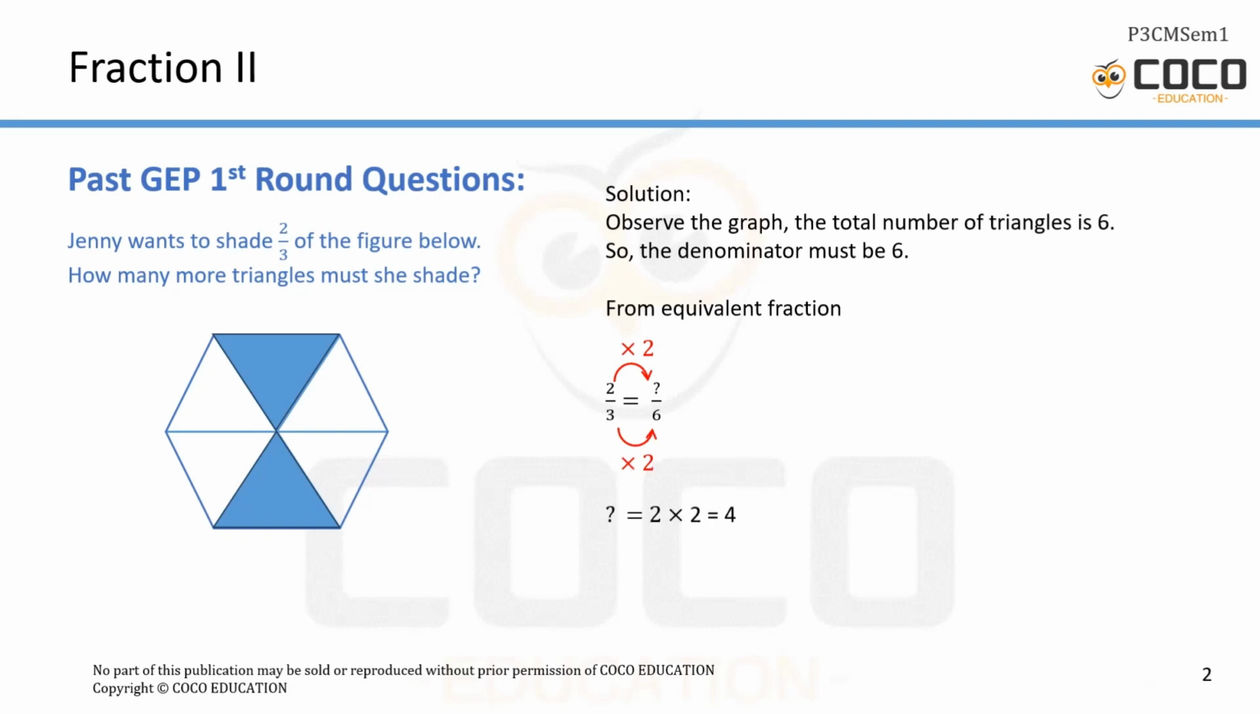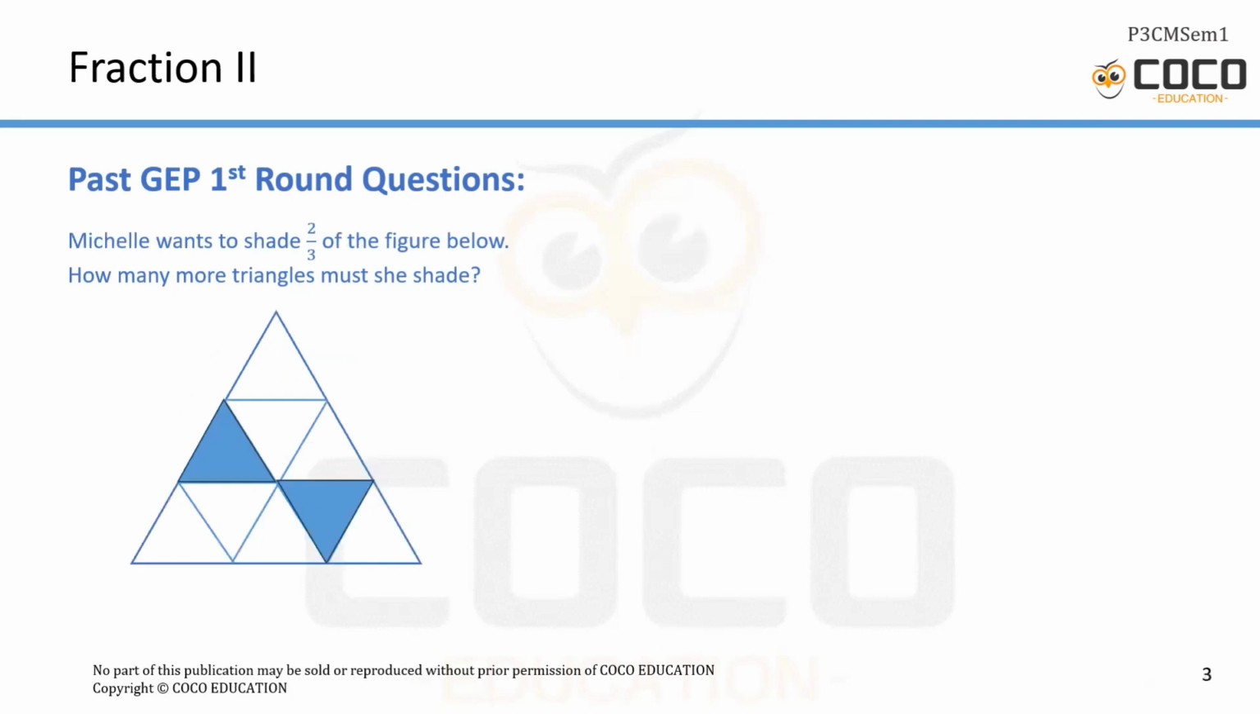So what does this 4 mean? Recall what we learned last video. Is it the fraction is the shaded parts out of the total? So since you already know the shaded parts is 4, and the total we already made into 6, you must have 4 shaded triangles, but now we only have 2. So how many more? Very obvious. 4 minus 2, we need to shade 2 more. Okay, hope you got it correct. And you can try one more. This question, please have a try.